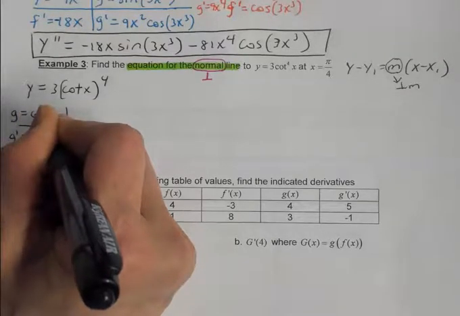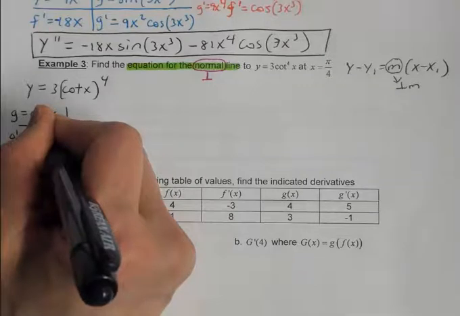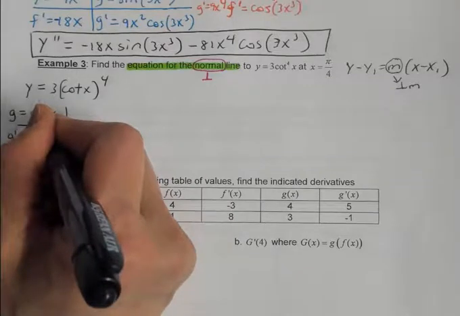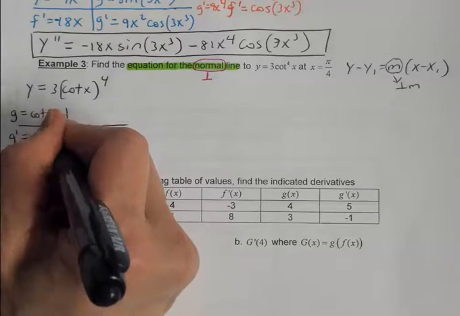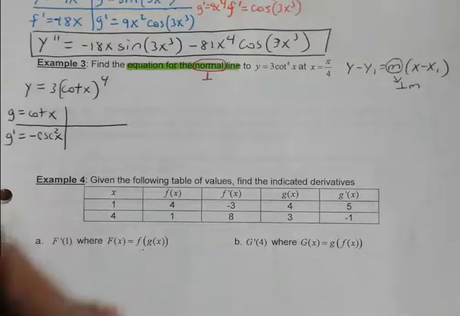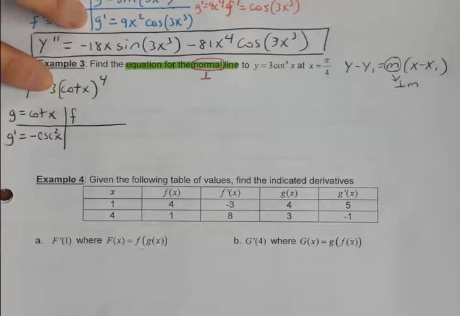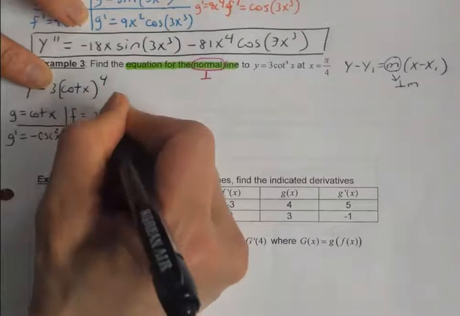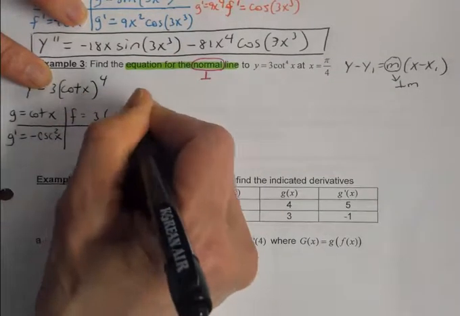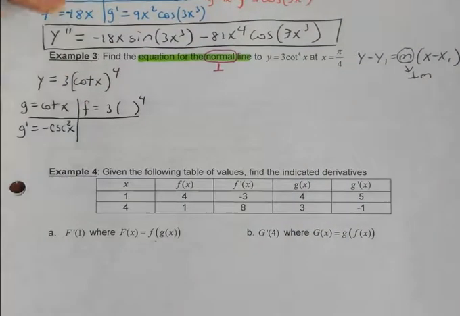That's for cosecant. Cosecant squared x. Good. Okay, negative cosecant squared x. And then for your f, you have to include this 3. So it'll be 3 times something raised to the 4th.